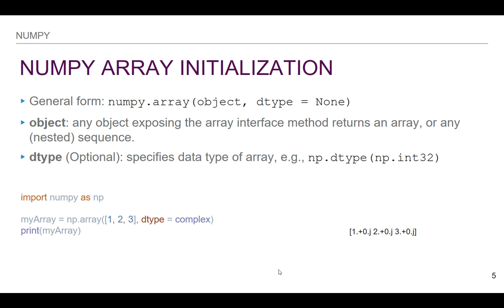And again, here's how to initialize a NumPy array. First, you need an object that returns an array, and you need to specify the type. If you don't specify the type, then the default is going to be float. If you specify the type, as in this example, as complex, you would get this data type. Remember that j means that this is a complex value.